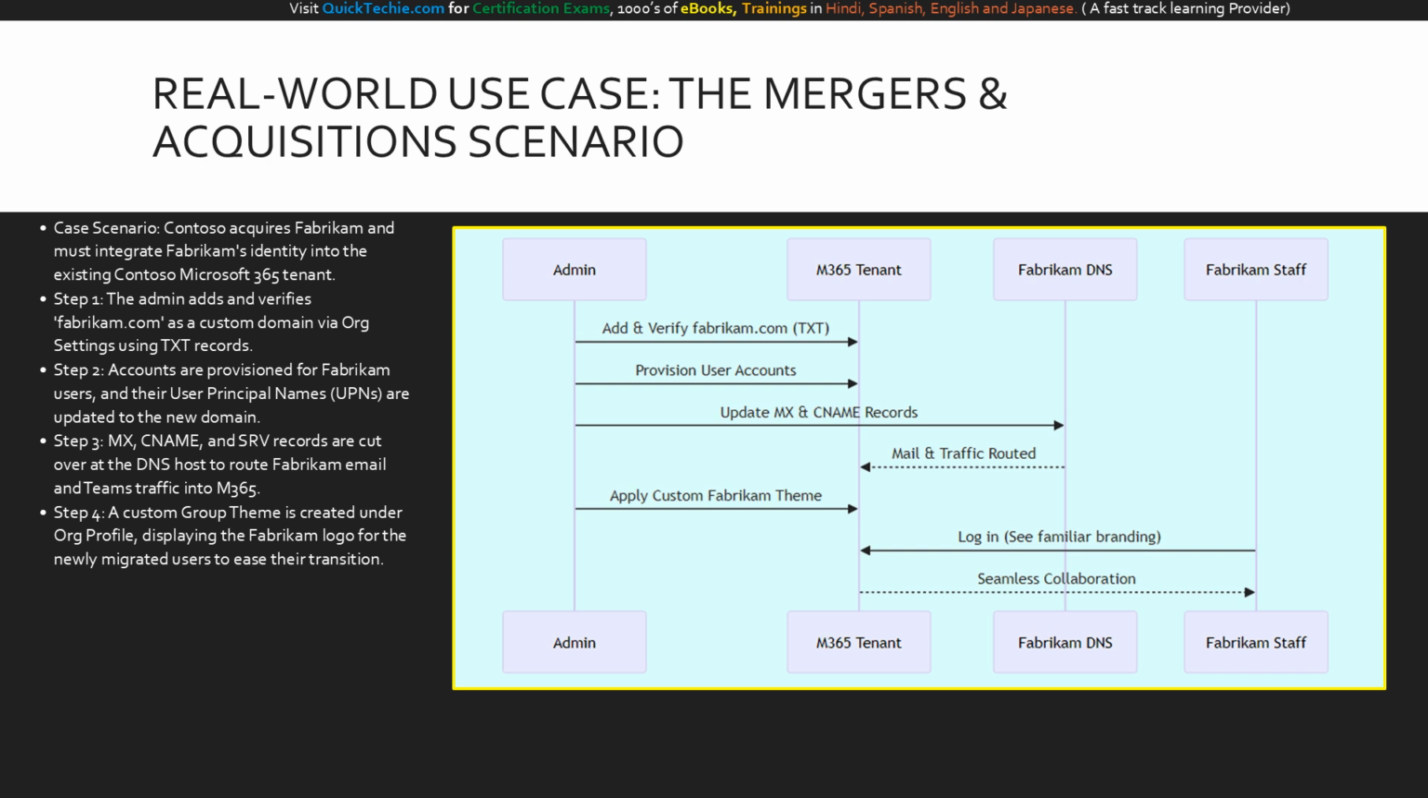Observe the seamless sequence of an acquisition migration. The admin first secures the identity by verifying the domain via TXT records. Next, the critical step of provisioning user accounts occurs before traffic is moved. Once the accounts are ready, the admin updates the MX and name records at the DNS host, swinging mail and data traffic into the M365 tenant. The admin then applies a custom theme. Finally, the newly acquired Fabricam staff log in, see their familiar branding, and begin seamless collaboration within their new digital home. This is the power of mastering Microsoft 365 organization configurations.